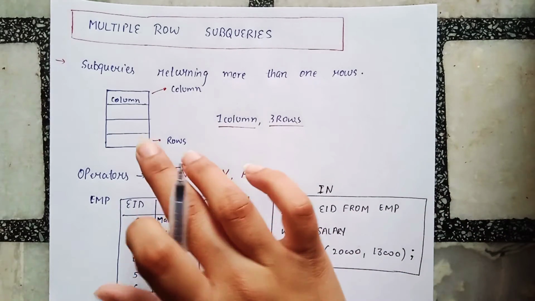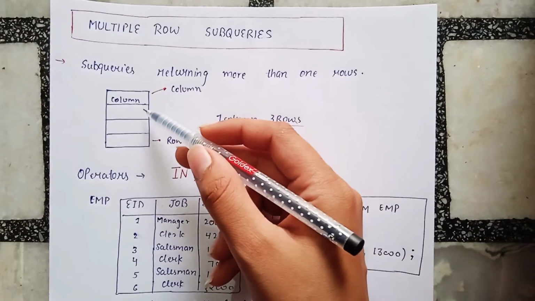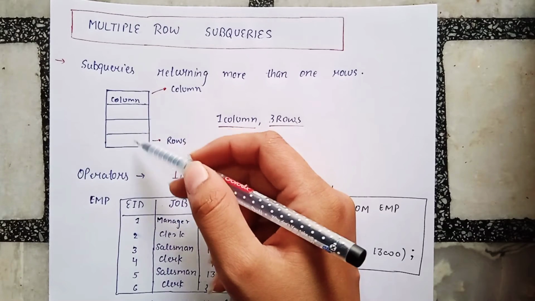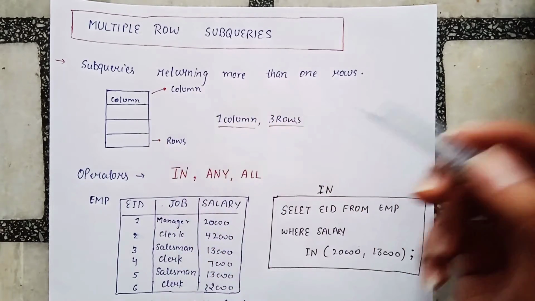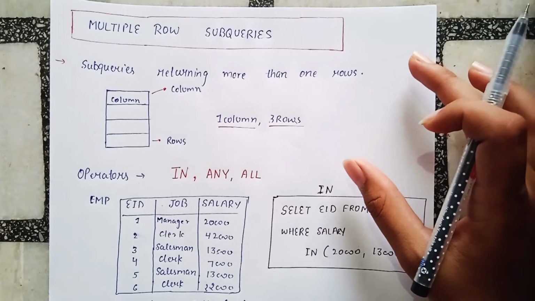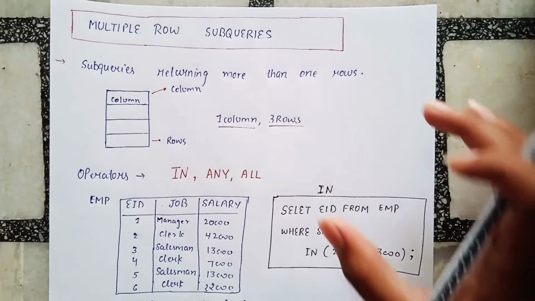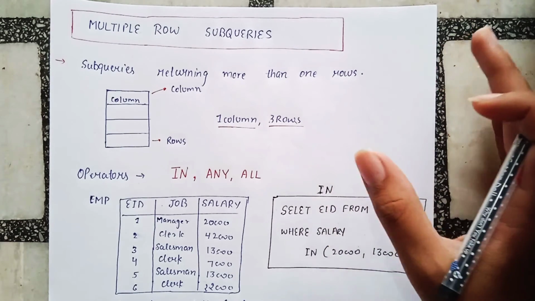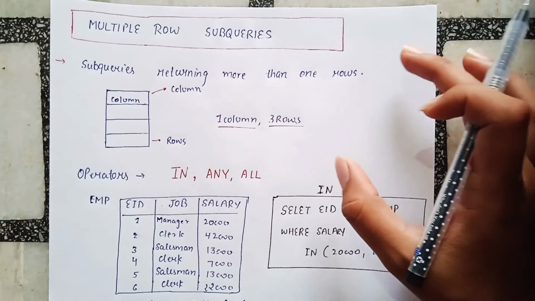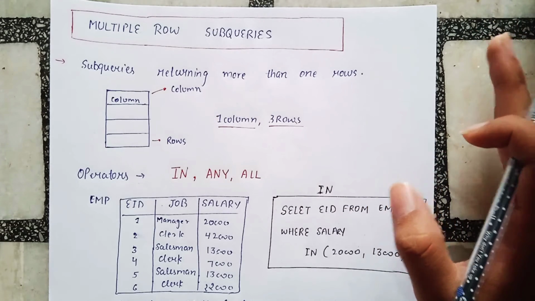For example, this is a column and these are the three rows. Although they are multiple rows, all these rows belong to only one column. So whatever rows are returned by this query, all the rows will belong to only one column. For example, a salary column. All the values returned by that subquery will belong to only the salary column. So this is what multiple row subqueries are: they return more than one row, but all the rows belong to only one column.